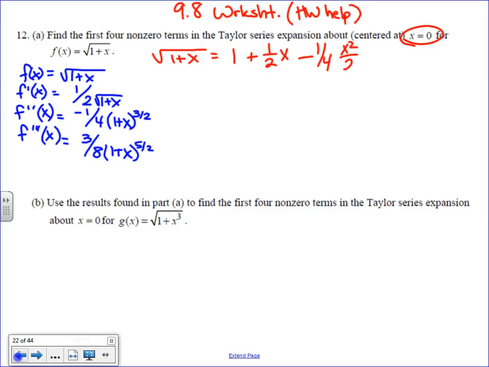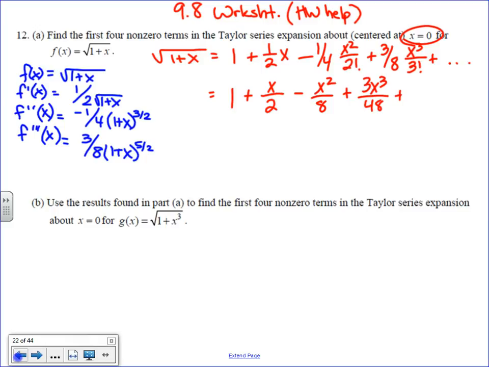Times x squared over 2 factorial, right? Plus 3/8 times x cubed over, we should simplify though. What do we have? 1 plus minus 4 times 2 factorial. Is that anything good? Not really. 1/8. Yeah. 8 times 3 times 2 times 1, 8 times 6, 48.